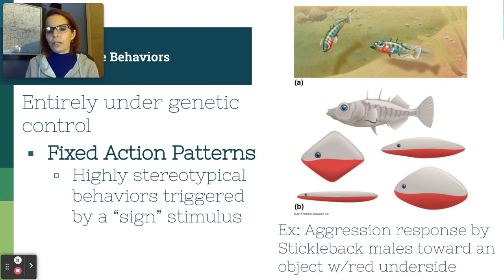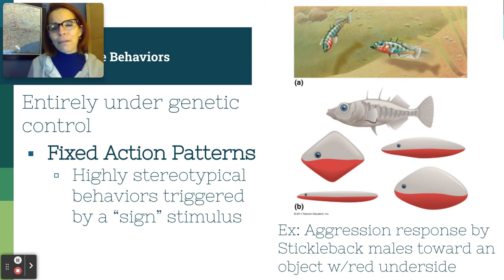So for example, these stickleback fish have an aggression response toward anything, that's the weird part, anything that has a red underside. Usually in their environment, the thing that has a red underside is another male stickleback. And so they have this major aggressive response to another male stickleback. It's so genetic, they're not thinking about it at all. Anything that has a red underbelly, they're going to attack. Scientists have found that if you show them any kind of object that has a red underbelly, they're going to attack it.